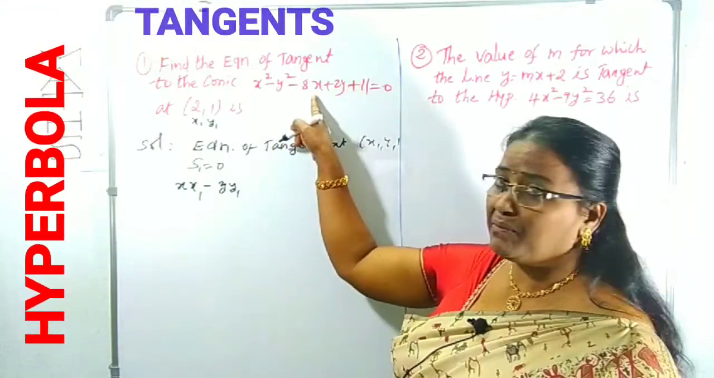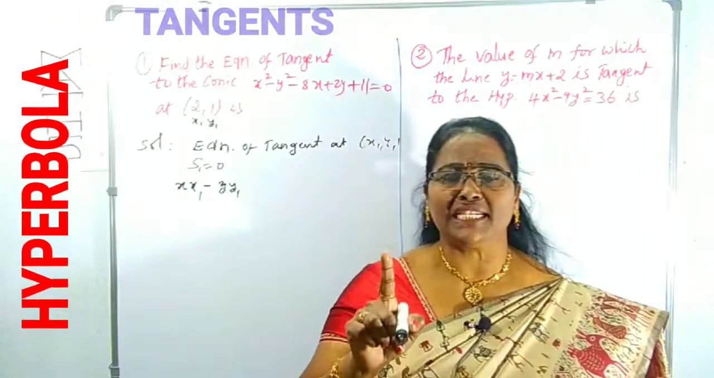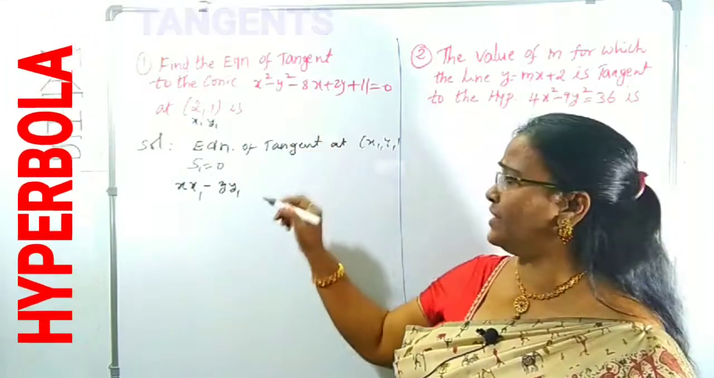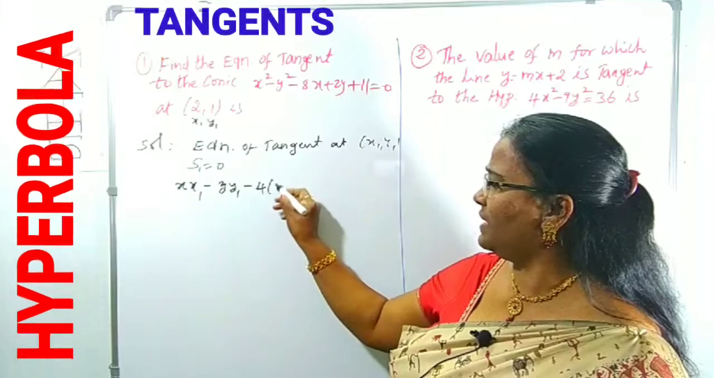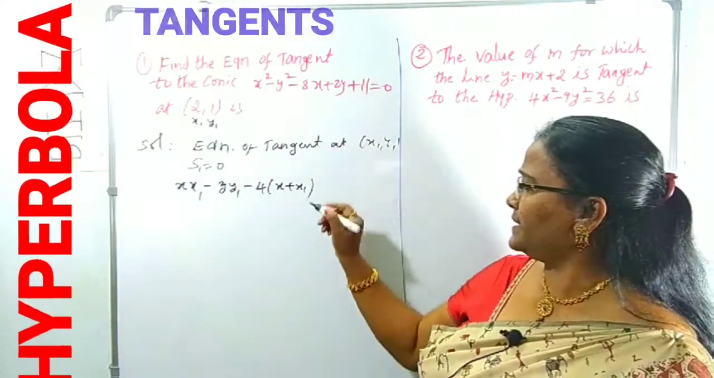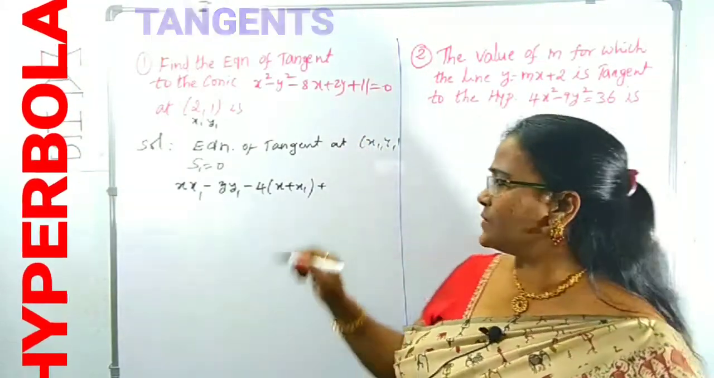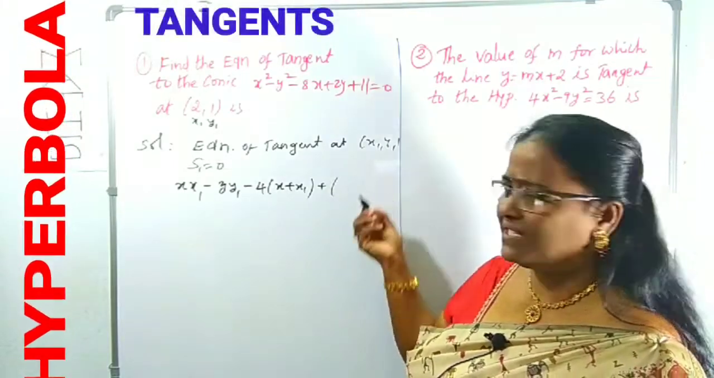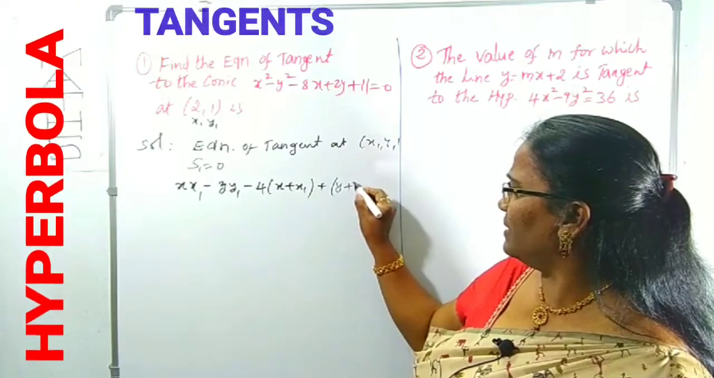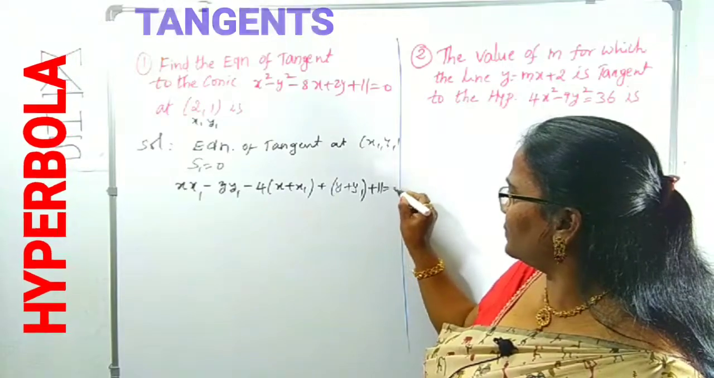Next, whatever may be first degree terms, x is a first degree term, y is also a first degree term. First degree term coefficients you can take half of, like the x coefficient is what? Minus 8. Half of that is minus 4 of (x plus x1). Clear? Now what about the first degree term of y? 2y. What is the coefficient? 2. Half of 2 is 1. 1 into something is that thing only. (y plus y1), plus, what is the constant here? Plus 11 equals 0.